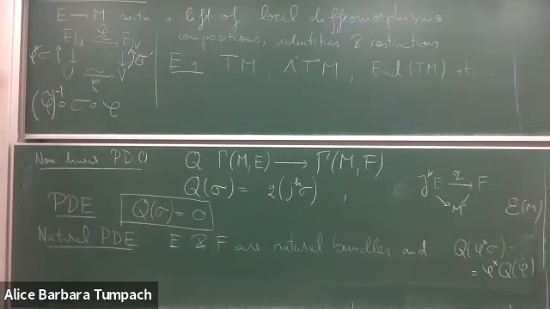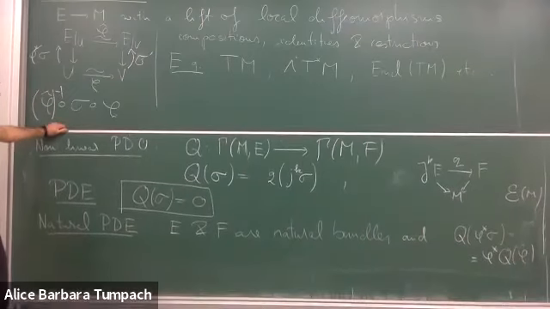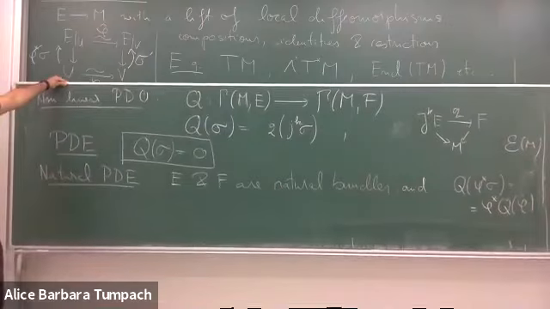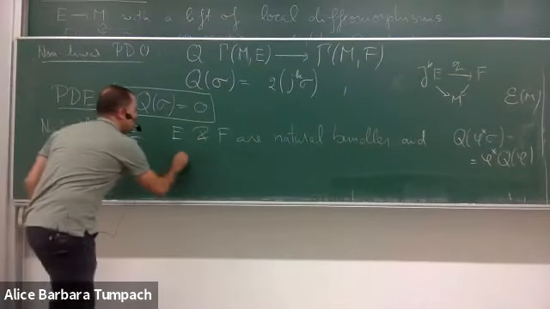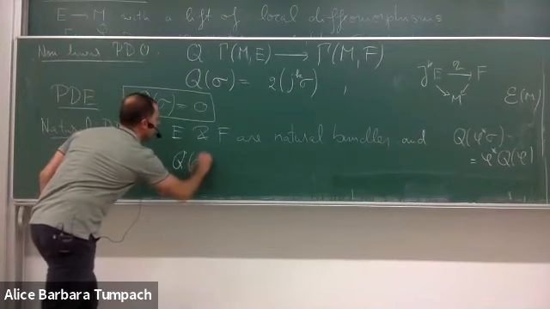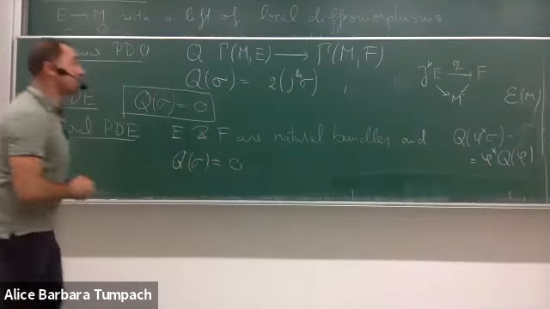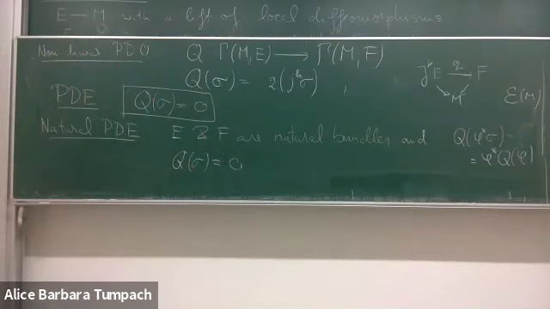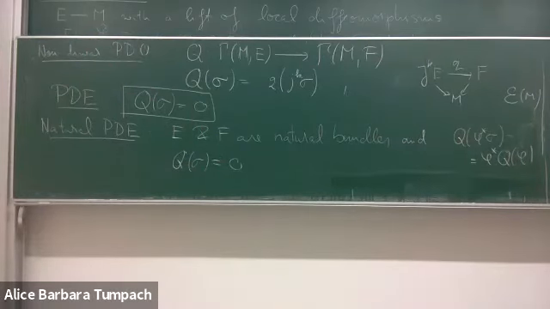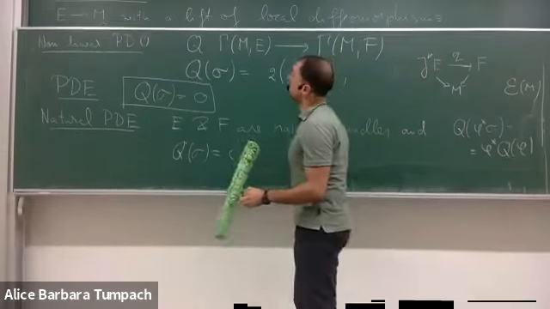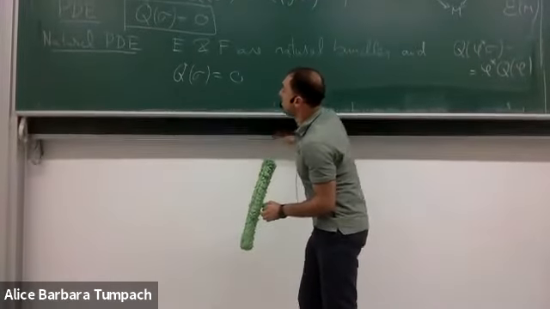So you have this action. And I'll call such a thing a natural partial differential equation, something like Q of sigma equals 0 in such a setting. And now let me give examples. So first of all, one simple example would be closed differential forms.